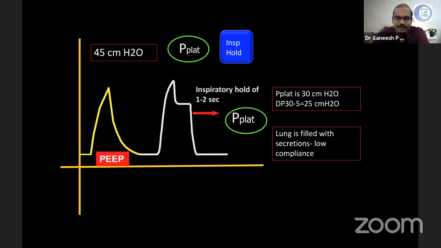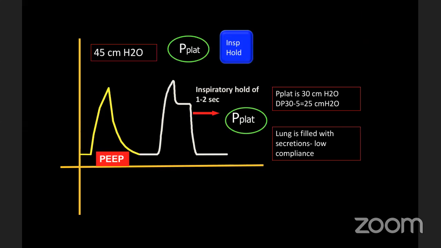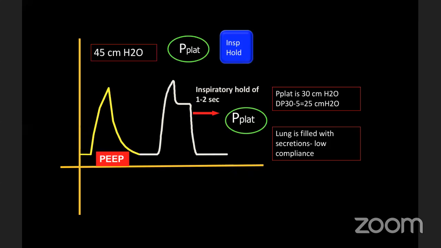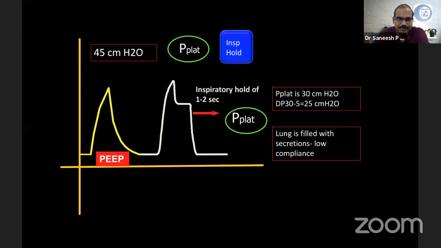So a driving pressure of 25 means that lung compliance is low. Not good. So even the lung is filled with secretions, and the compliance is low. That is the message if you get a plateau pressure of 30. Suppose the plateau pressure was something like 24, and only your peak pressure is 45, then what's your inference?